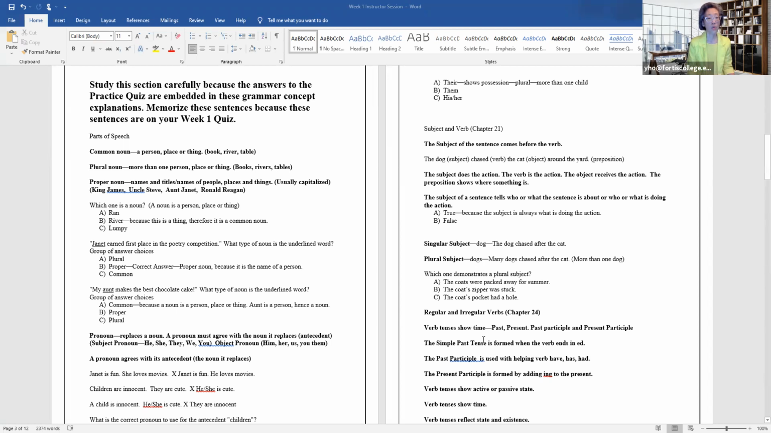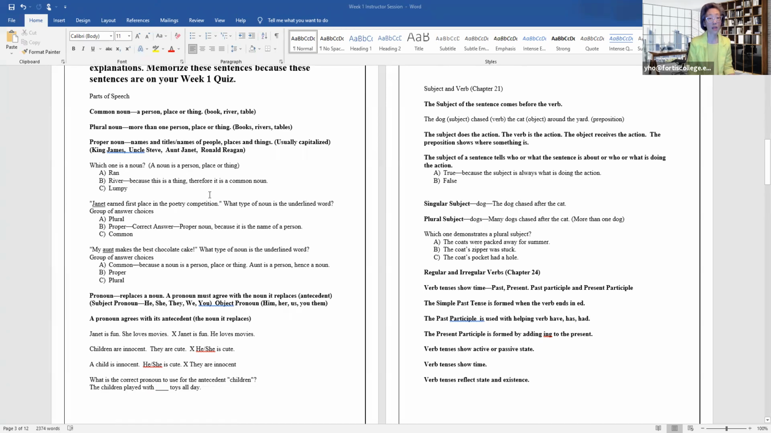Which one is a noun? Remember that a noun is a person, place, or thing. This is an actual quiz question. Here, ran is not a noun because it is a verb, the action of running. C is lumpy, which is an adjective that describes a mattress or something. So the only answer is B, because B is a river. Remember that a noun is a person, place, or thing.